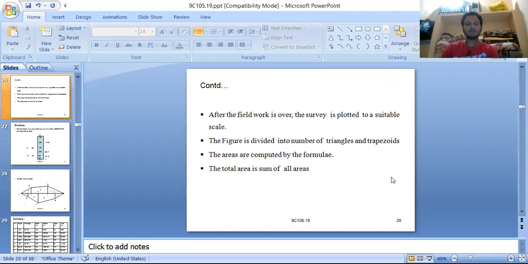After the fieldwork is over, the survey is plotted to a suitable scale on paper. Now the figure is divided into a number of triangles and trapezoids depending upon the number of offsets which we have taken in the field. The areas are computed by the formulas which we have already discussed, the area of a triangle and the area of a trapezoid. The total area is the sum of all the individual areas in the diagram.